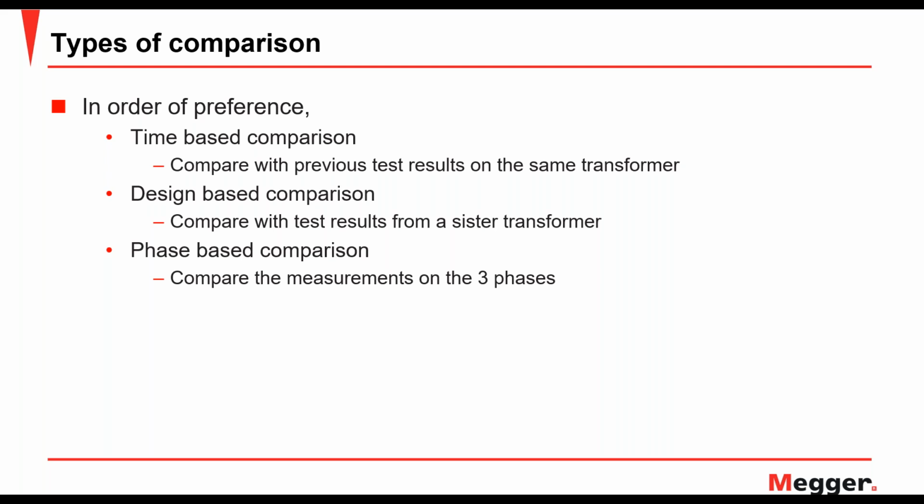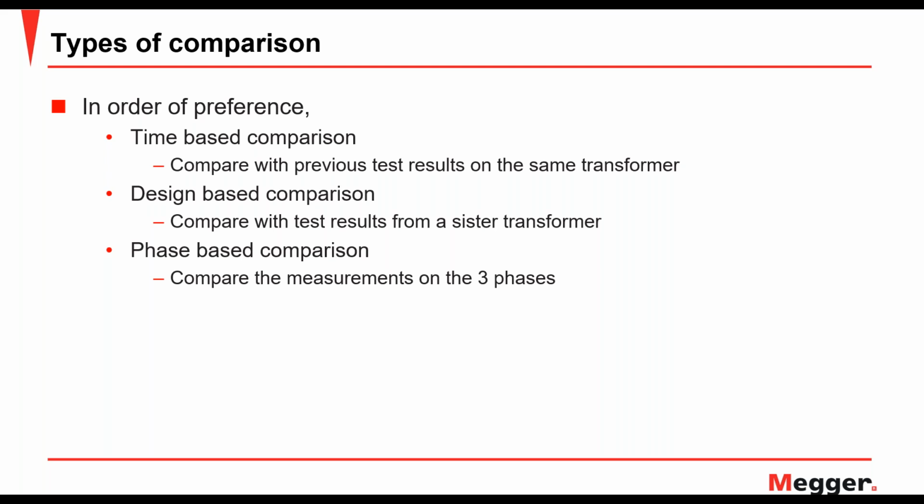The first type of comparison which can be done is a time-based comparison, where we look at the previous test results done on the transformer. So if you have factory test reports from the transformer and you just did this test on the transformer on site, then you can run a time-based comparison between the two. You can run a comparison between the two test results, and you can look for deviations. If anything happened between the 2 points in time that the tests were done, then that would show up as a deviation in some of those measurements.